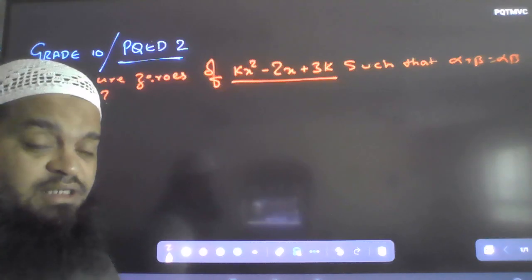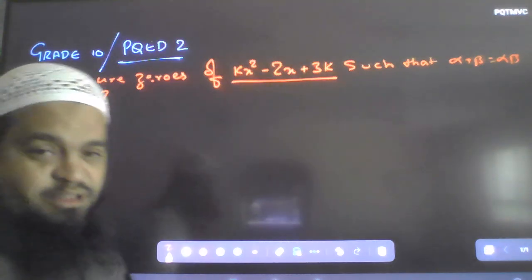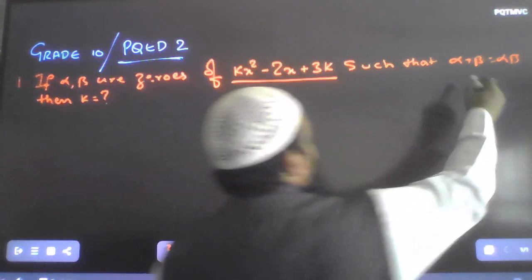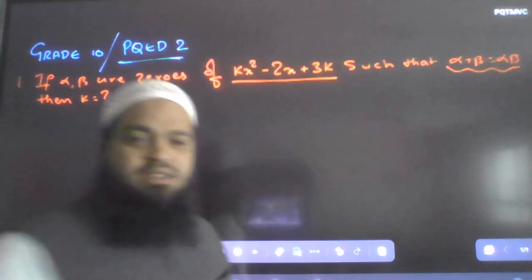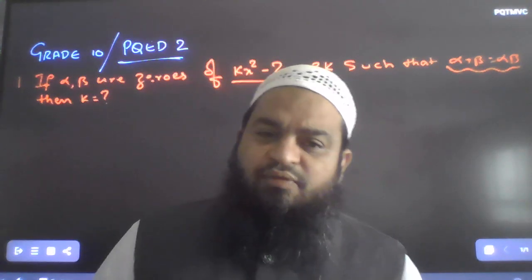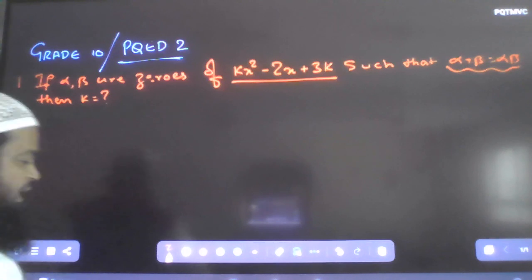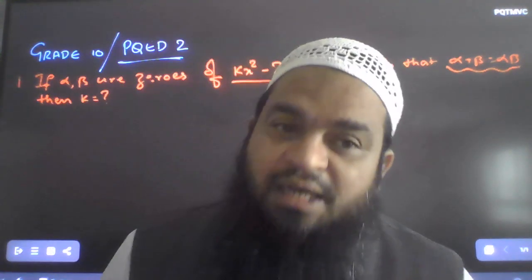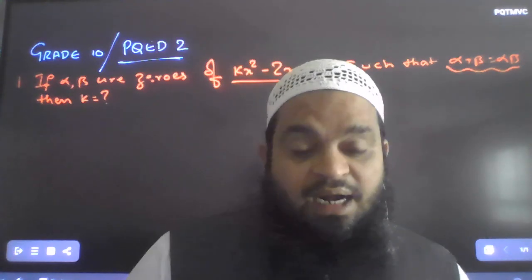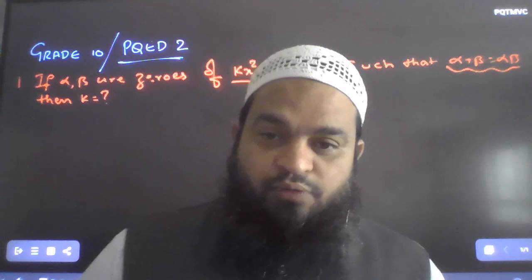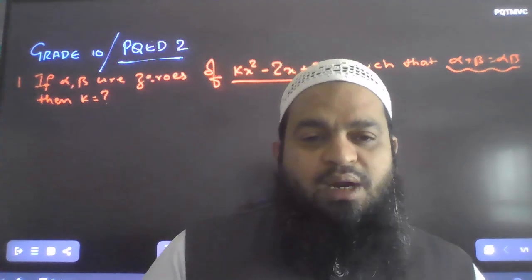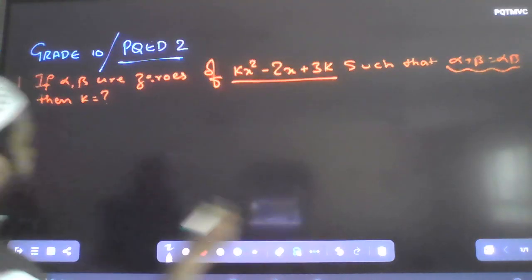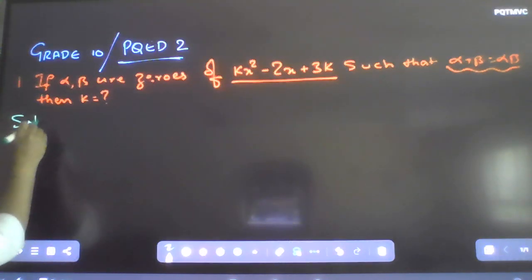What is given? He has given kx square minus 2x plus 3k. And after that, he has given a condition: alpha plus beta is equal to alpha beta. Now you have to remember that alpha plus beta is nothing but the sum of zeros, and alpha beta is equal to the product of zeros. This has to come to mind. Here is where you have to start, so let us do the solution.